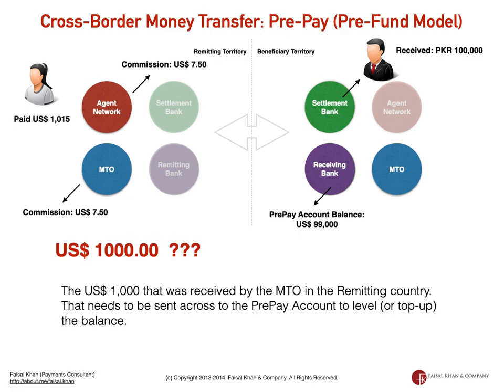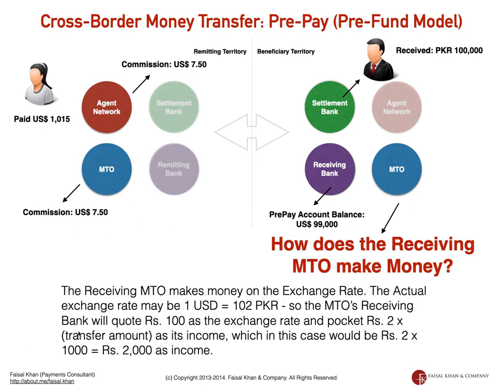Well, let me tell you. The US $1,000 that was received by the MTO in the remitting country needs to be sent across to the prepay account to level the top-ups. It's sitting right here, but it needs to go across. And how does the receiving MTO make money? The receiving MTO makes money on the exchange rate, and that was the second question. How do they make money? They make money on the exchange rate.